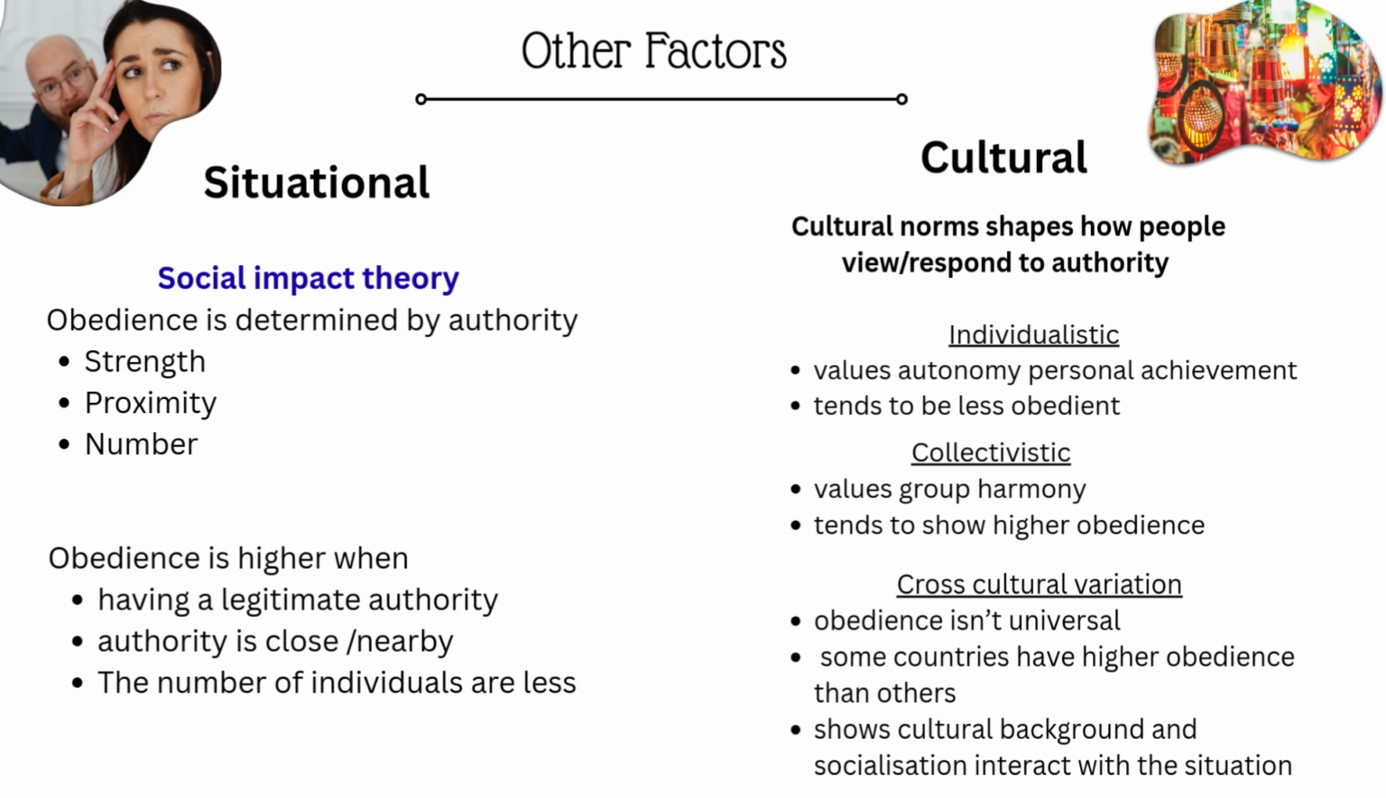In addition, there are three types of cultural factors: individualistic, collectivistic, and cross-cultural variation. The individualistic values autonomy and personal achievements and tends to be less obedient. But the collectivistic values group harmony and tends to show a higher obedience level. And lastly, obedience isn't universal for cross-cultural variation, which means some countries have a higher obedience than others. It shows cultural background and socialization interact with the situation.